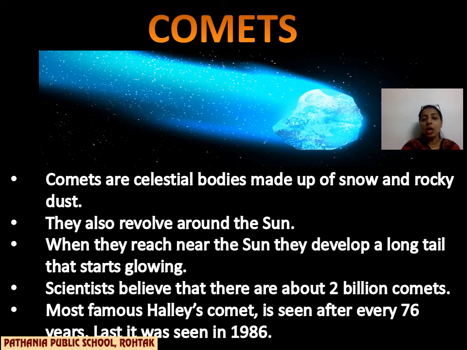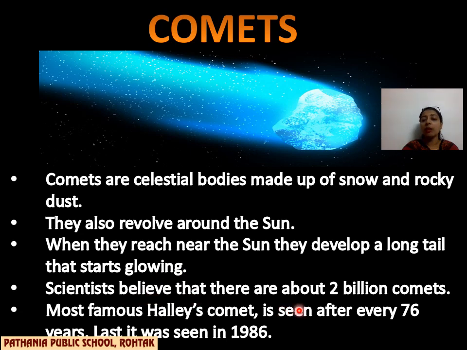Last topic is comets. What are the comets? Comets are celestial bodies made up of snow and rocky dust. ये किससे बनता है? ये बनता है snow से and rocky dust से. They also revolve around the sun. All the celestial bodies are revolving around the sun. When they reach near the sun, they develop a long tail that starts glowing. ये जैसे ही sun के पास जाते हैं, इनकी a lot of kilometers long tail बन जाती है and it starts glowing.